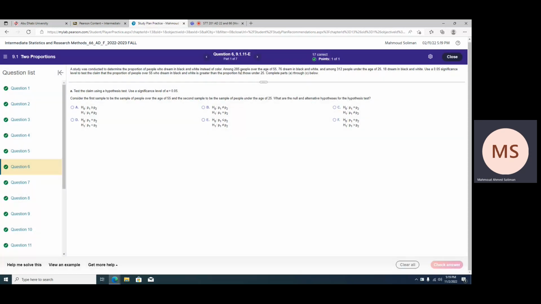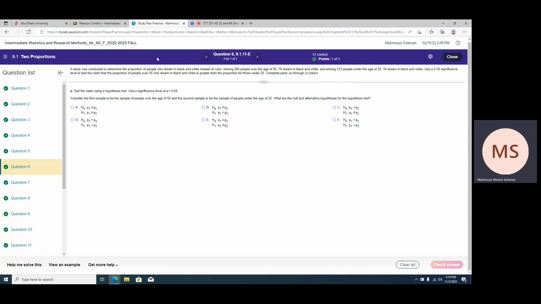Okay, here we have two groups. The first group are people over the age of 55. The second group is people under the age of 25. 285 people over the age of 55, 76 of them dream in black and white. And here we have 312 people under the age of 25, 18 of them dream in black and white.